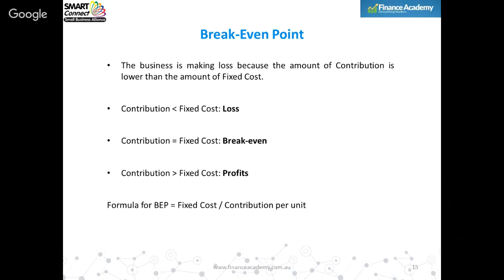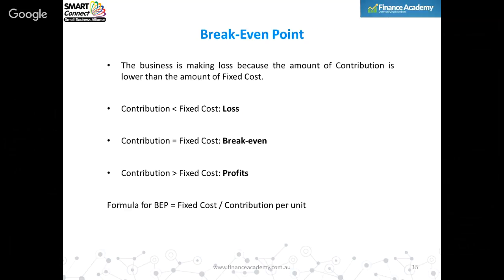Friends, if there is one thing that I want you to really understand and take away from this particular webinar, that would be this particular slide. Understanding and remembering the formula for break-even point. Break-even point is fixed cost divided by contribution per unit.